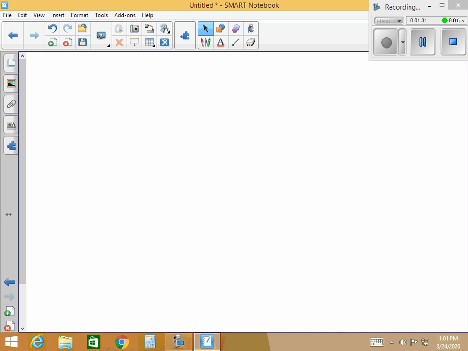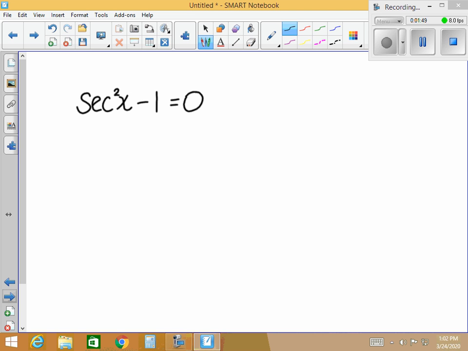So maybe I have to pick which one I want to start with. And maybe we'll start with something like secant squared x minus 1 equals 0. If we have secant squared x minus 1 equals 0, and a 0 on the right side, a squared term on the left, so this is not a polynomial. Polynomials don't have sines and cosines in them.